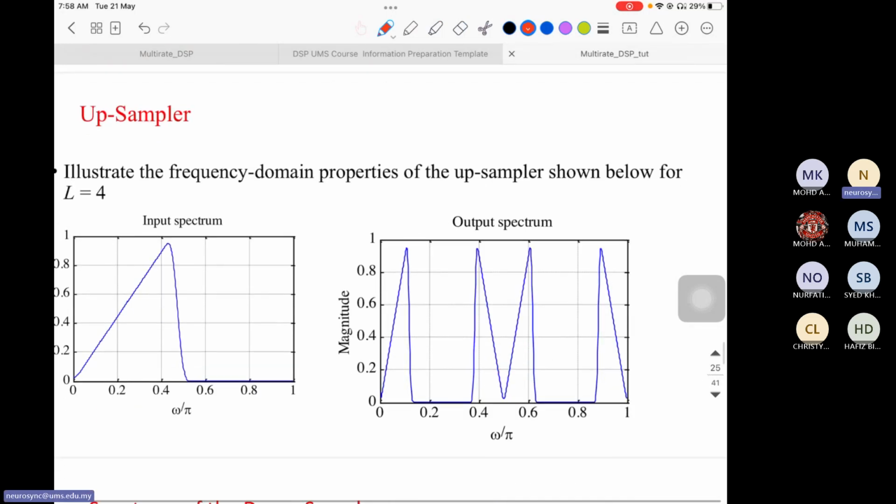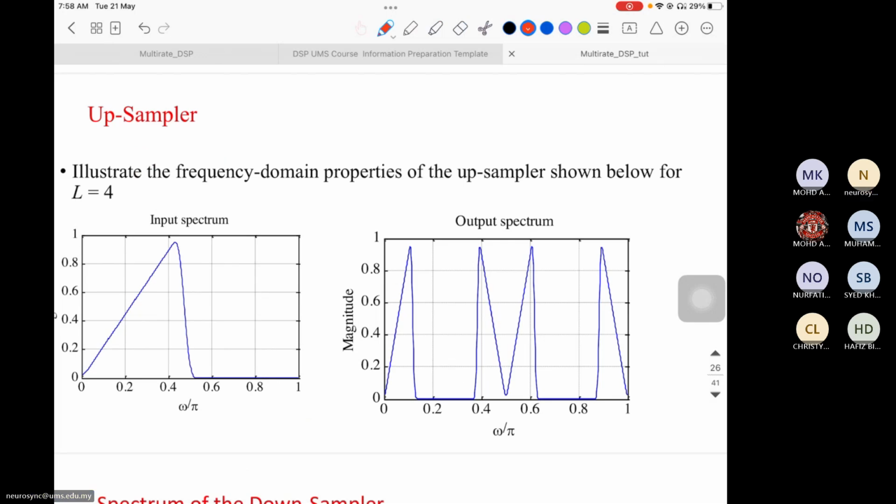Now here you can see this is illustrated for L equal to 4. I have the input spectrum like this. If I do the upsampling by L equal to 4, then in the period 0 to 1 there will be additional 3 images. So from 0 to 1 you will get a waveform like this; additional 3 images will be there.